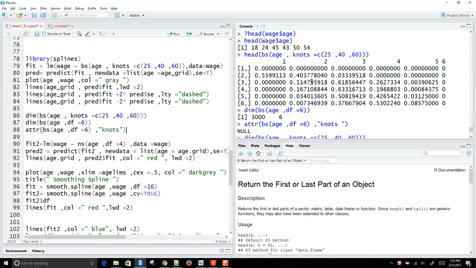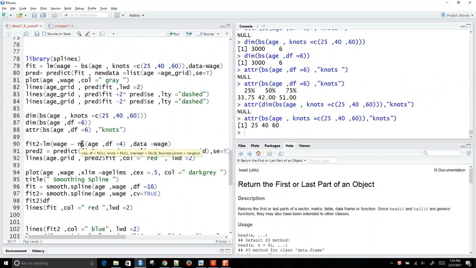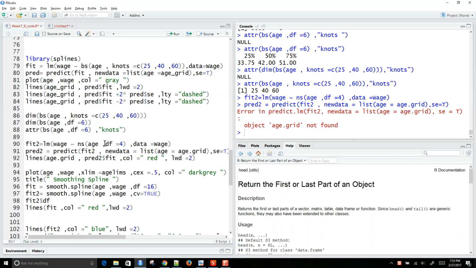All right, and okay, so we can plot. Instead of BS, we can use NS for natural splines. Okay, and so this is another fitted value. We can say have 4 degrees of freedom. We'll create another set of predictions. Okay, and then over here into our plot, we'll add a red line, and maybe we can tell the difference or not.